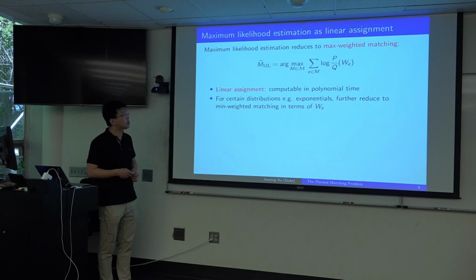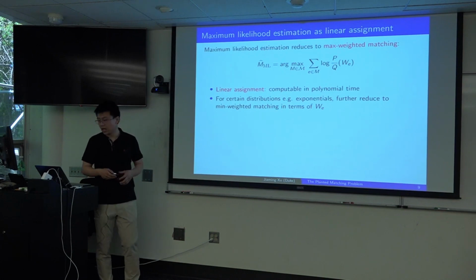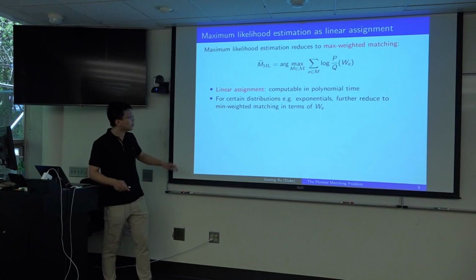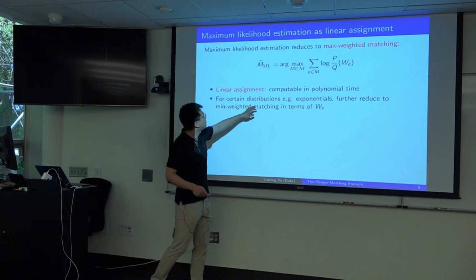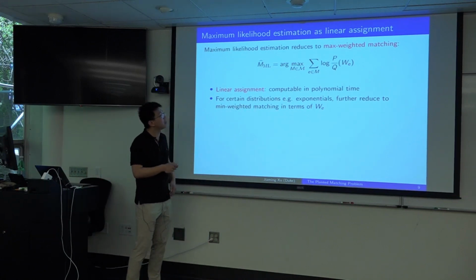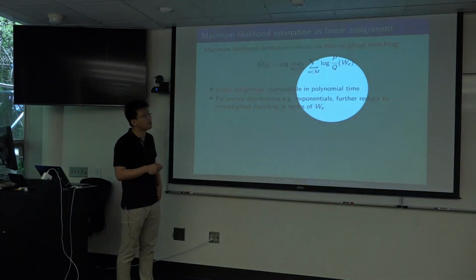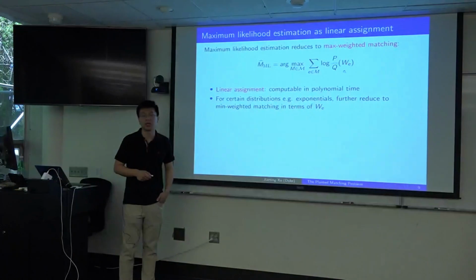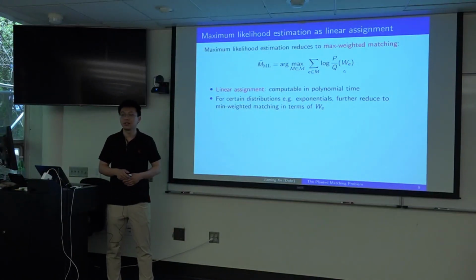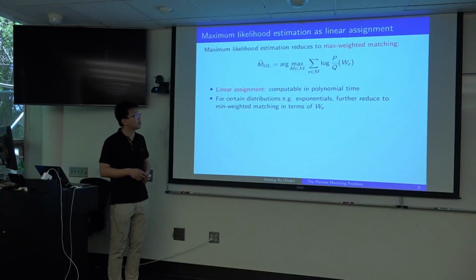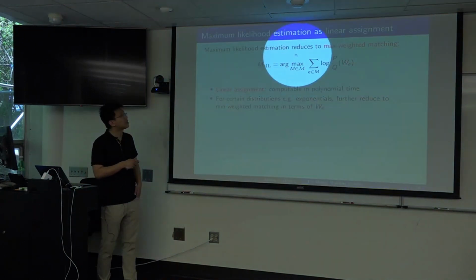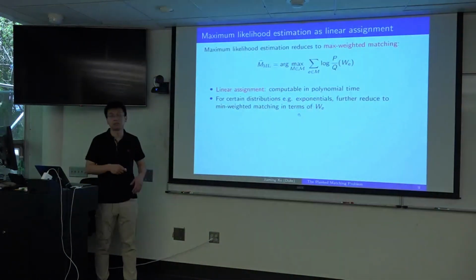But the question we're interested in is how accurate this maximum likelihood estimator is. One thing I want to mention is that for certain distributions, this log likelihood ratio can be simplified. For example, if both P and Q are exponential distributions, then maximizing the log likelihood ratio just becomes minimizing the weight.